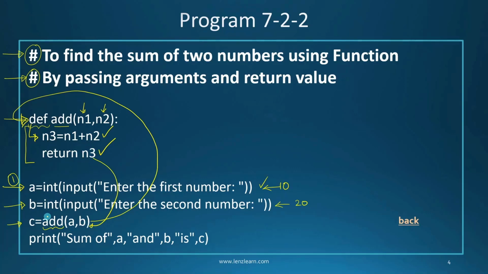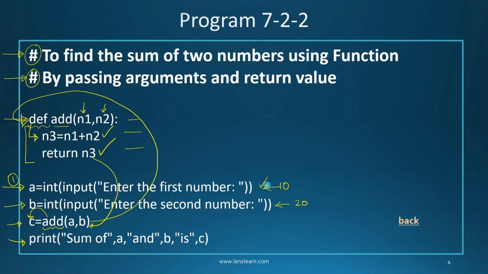And the value of N3 will be loaded to C. After that only the control will go to the next line. So this is how the flow of control happens when your program has a function. To understand this better, I will run this program again, but this time I will debug it so that the execution goes line by line, right?